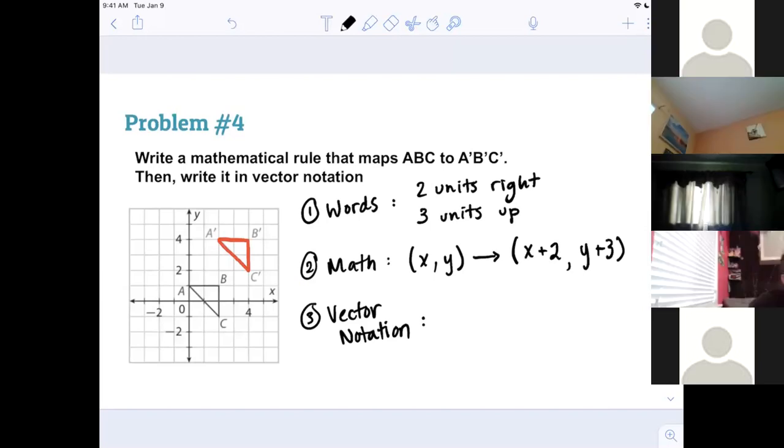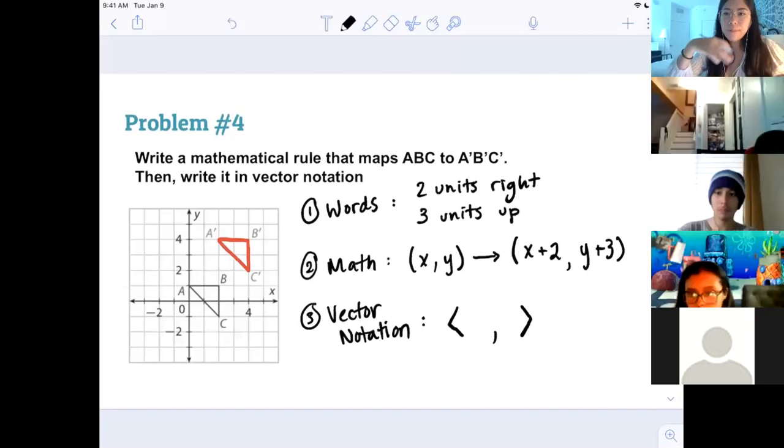Now the last one is the vector notation, and that's the one with the special brackets that look like this. And Emily, what am I going to put in the blanks here?